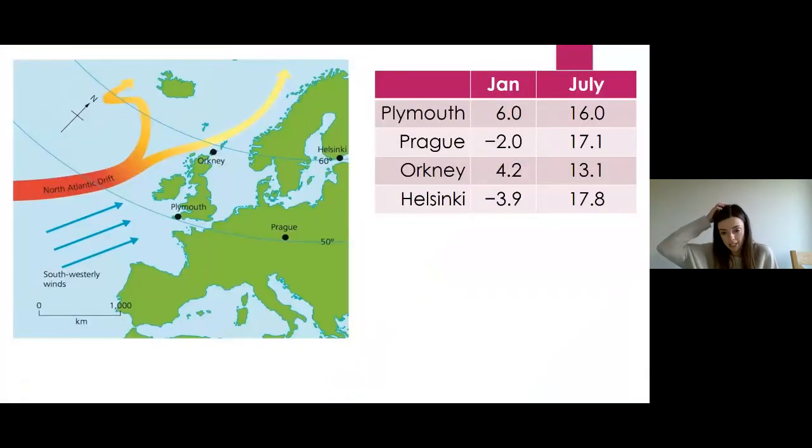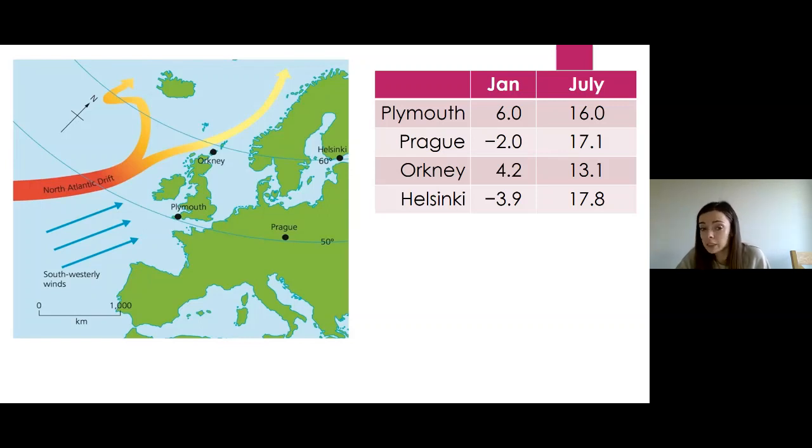Now, here we have a map which has Plymouth and Prague, which are on 50 degrees latitude, and Orkney and Helsinki, quite close to 60 degrees latitude. Now, as you can see from the data here, Plymouth is 6 degrees in January and 16 degrees in July. Now, Prague, which is on the same latitude, which you'd think, ooh, same kind of climate, is -2 in January and 17 degrees in July.